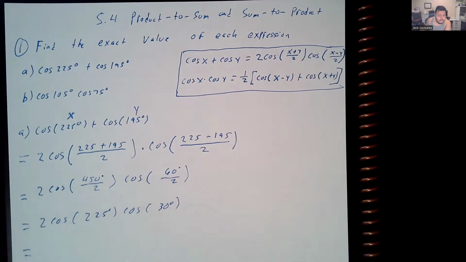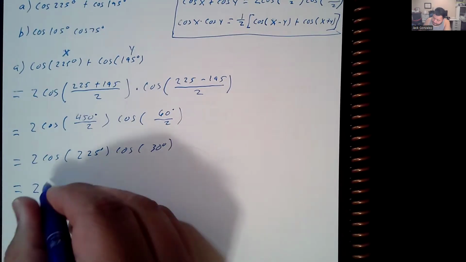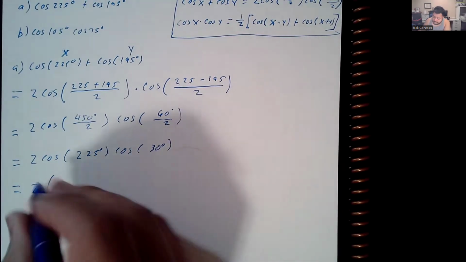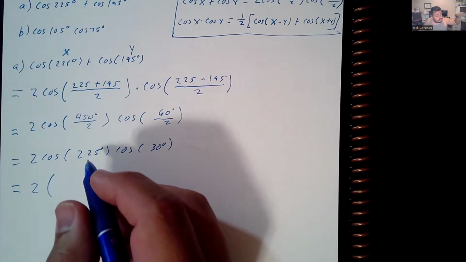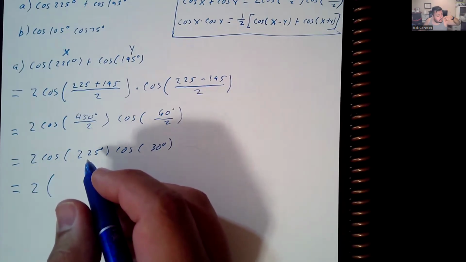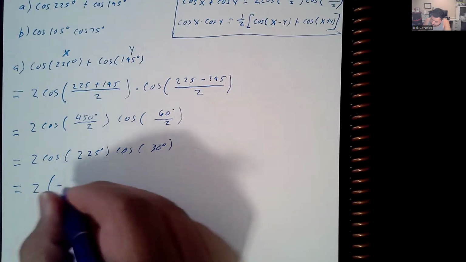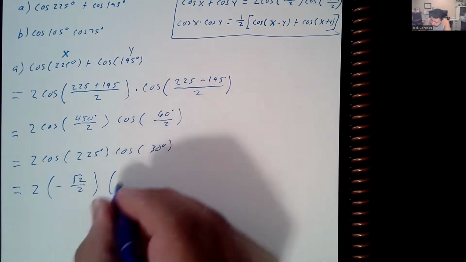And then find these on a unit circle and you'll be done. So you'll have a 2 waiting for you. Cosine 225, go to your circle. That's quadrant 3, yeah, x will be negative there. This would be quadrant 1, obviously. So this becomes negative square root 2 over 2 times square root 3 over 2.